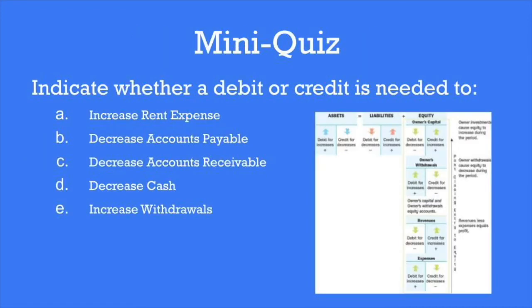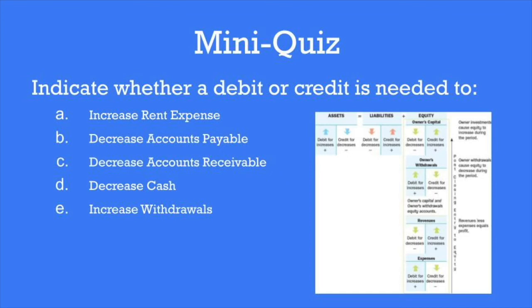If we were to look at some basic examples here, this little mini quiz, indicate whether the debit or credit is needed to increase a rent expense, okay? So when we think about it, a rent expense is an expense. And we know that as expenses occur, they go in debit.